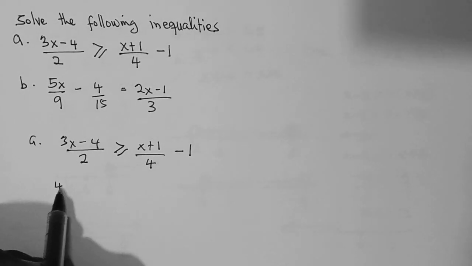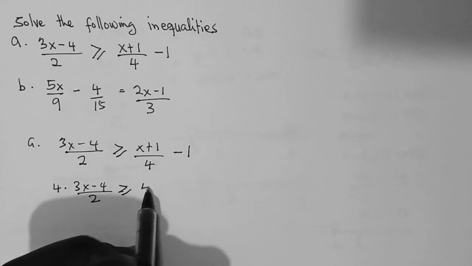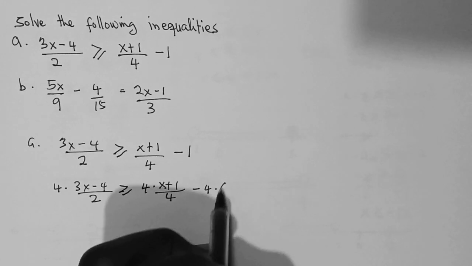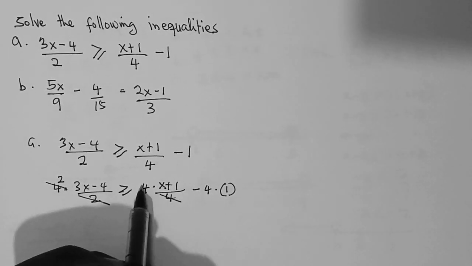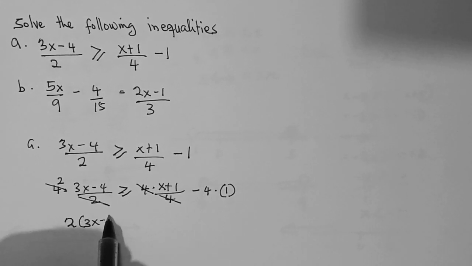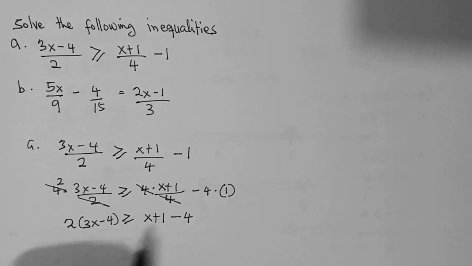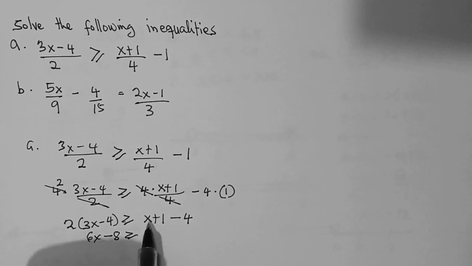So here becomes 4 times (3x minus 4) divided by 2 greater or equal to 4 times (x plus 1) divided by 4, then minus 4 times 1. So this one will cancel this 2 times, then this one will cancel this. So in the next step, we will get 2 times (3x minus 4), then greater or equal to x plus 1 minus 4. So this becomes, let's distribute. 2 times 3x is 6x. 2 times minus 4 is minus 8, greater or equal to x. Then 1 minus 4 is minus 3.